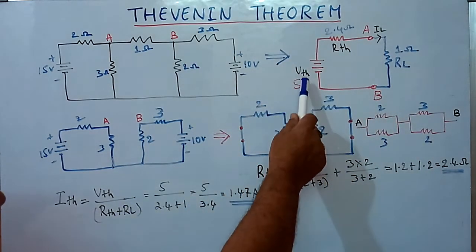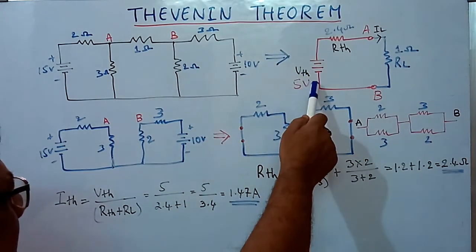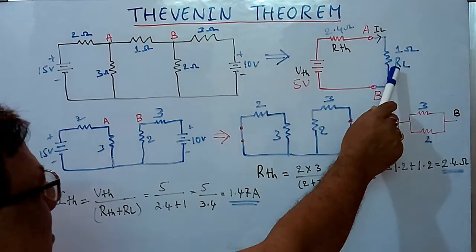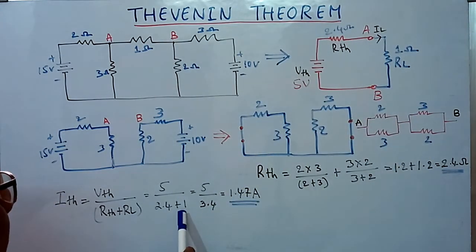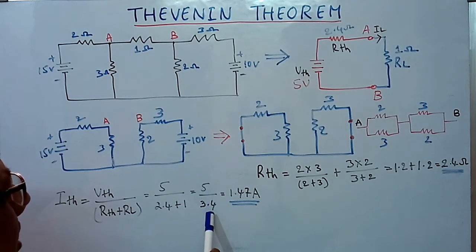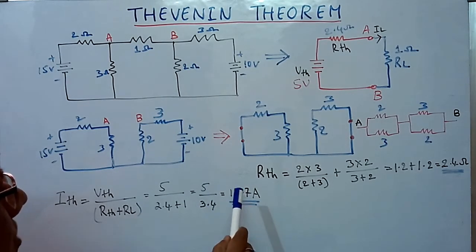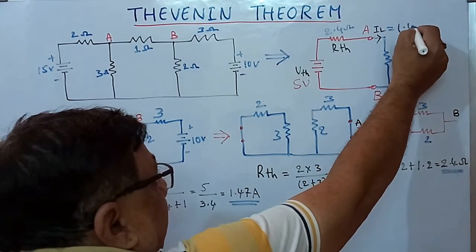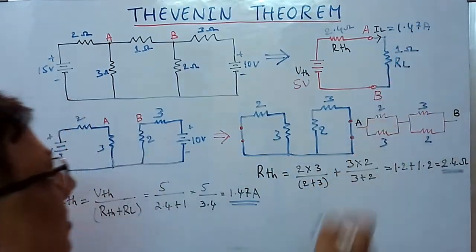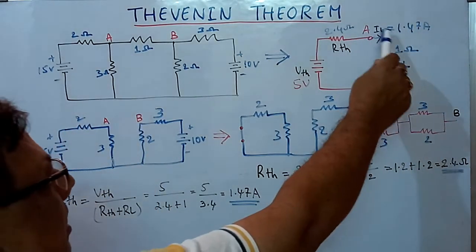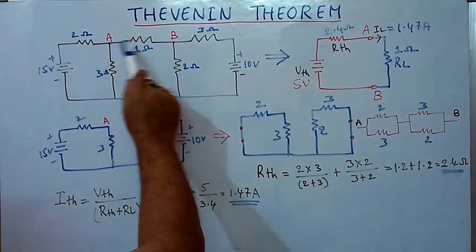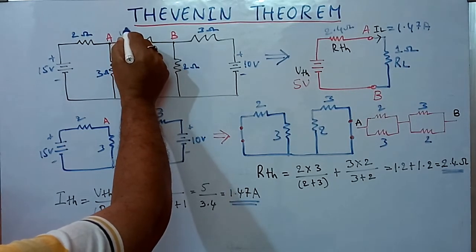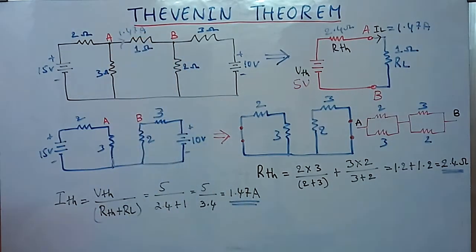That is V Thevenin 5 volts divided by R Thevenin 2.4 ohms plus the load resistance 1 ohm, which gives 5 by 3.4, that is 1.47 amperes. So IL is nothing but 1.47 amperes. This current will be flowing through the load resistance of this network. So the current here would be 1.47 amperes.